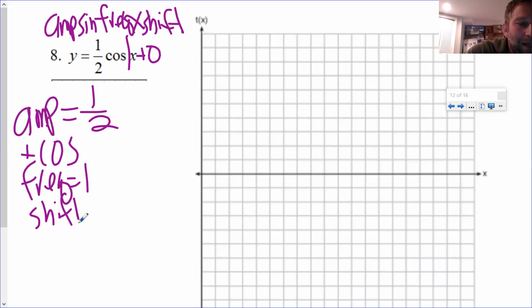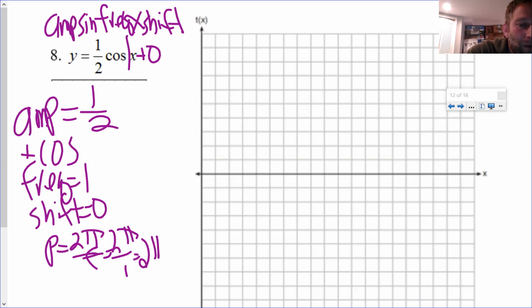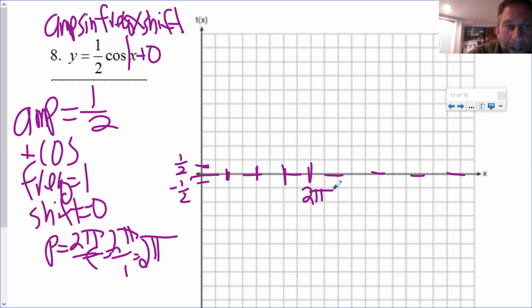I then need my period, which is 2 pi over the frequency, which is 2 pi over 1, which is 2 pi. So my midline is at 0. Now my amplitude's a half. So it's going up a half and down a half. 4 dashes on the x-axis, 1, 2, 3, 4. Period at the end of it, 2 pi.